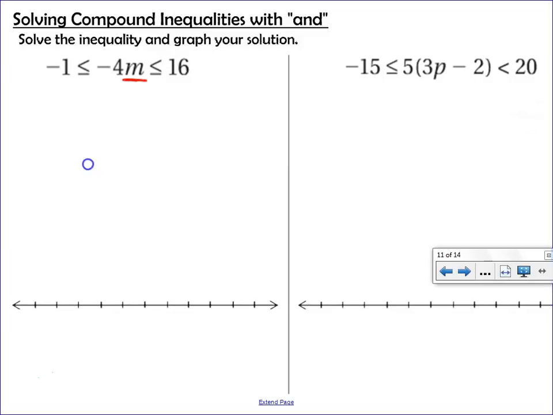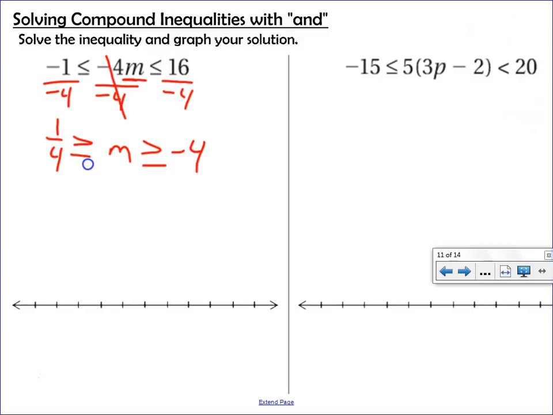So I need to get m by itself, so divide by negative 4. Since I have to do that to one side of the equation, do it to the other. Since it's multiple equations, I have to do the same to the other side as well. So negative 1 divided by negative 4 is positive 1/4. Notice I'm dividing by a negative, so I have to reverse the inequality. Cancels out in the middle. And 16 divided by negative 4 is negative 4. And once again, we divided by negative, so flip that inequality around.